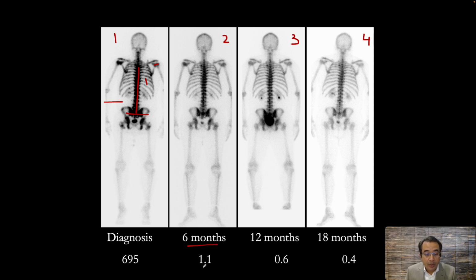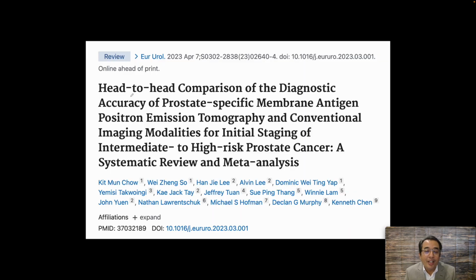At 6 months, the patient had responded anatomically and their PSA had dropped to 1.1. At 12 months, the PSA was 0.6. At 18 months, it was 0.4. But remember that it takes a long time, up to 18 months sometimes, for the whole body bone scan to show normalization when we have started from the point of a Superscan. This is a good article comparing PSMA PET-CT, the future of prostate cancer imaging, to other modalities.